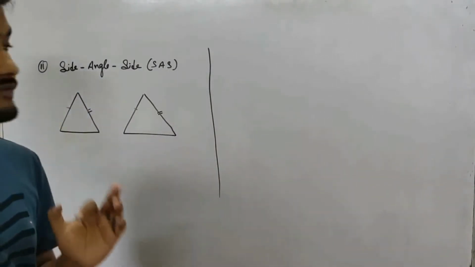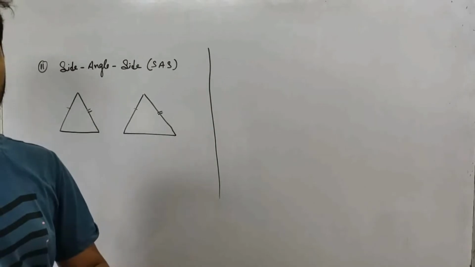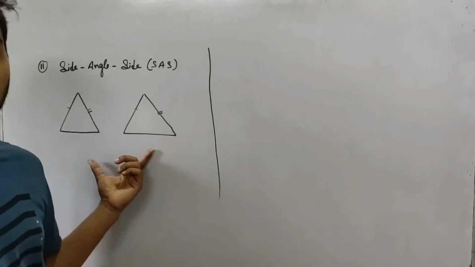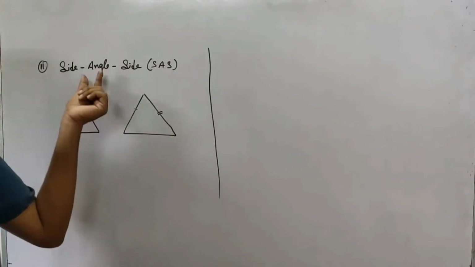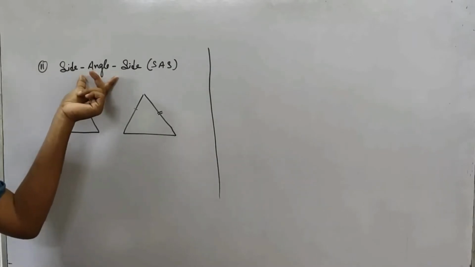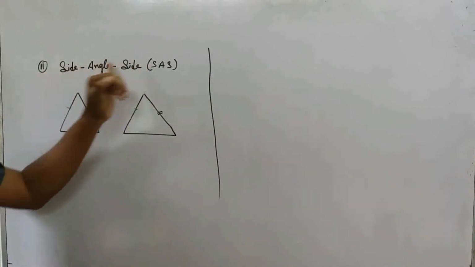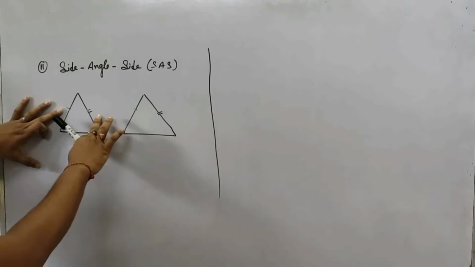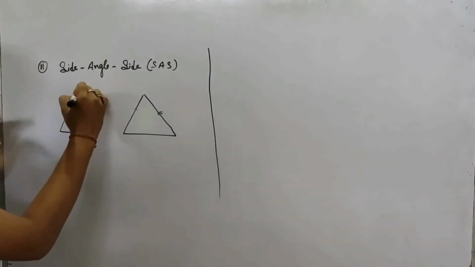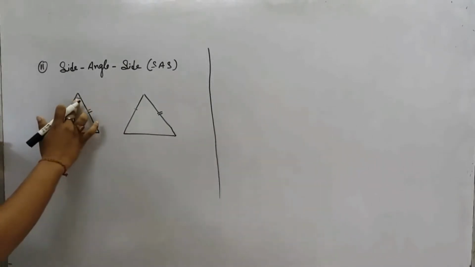In the last class I said that while writing SAS, the angle should be in between. Write this in your notebook, because this will be helpful to you. Remember, in side, angle, side, the angle must be between the sides. This is compulsory. The angle cannot be anywhere else. Between two sides the angle should stay. This is one side, this is one side, so the angle should be between the sides. Over here, this is the between angle.